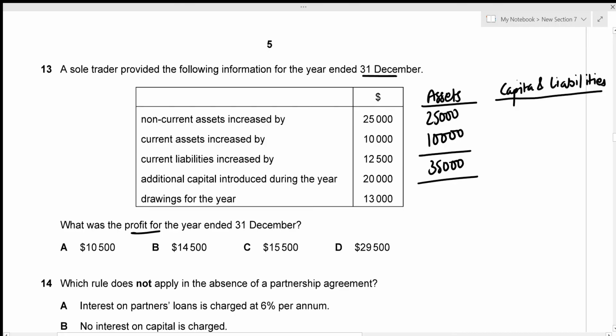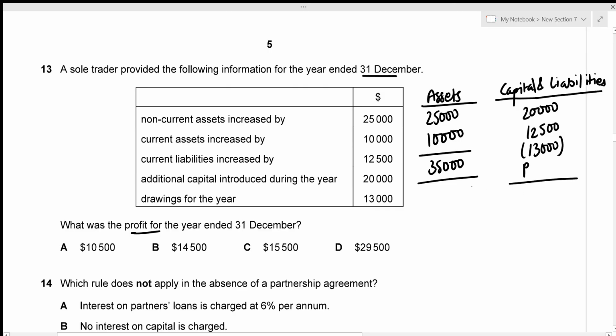This includes the capital of 20,000. It also includes the current liabilities of 12,500. And we should also include the drawings. But drawings are deducted, so that's going to be a negative 13,000. And there's going to be the profit.